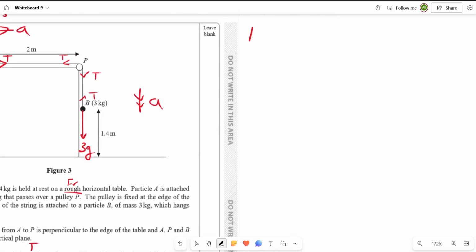So I come over here and I say for particle B, what do I have? First of all, let me take the downwards direction as positive. So anything pointing downwards or any displacement under the initial position is going to be positive, and anything opposite to that is going to be negative. As we said, U is going to equal 0 meters per second for B. S, the displacement, is going to be 1.4 meters.